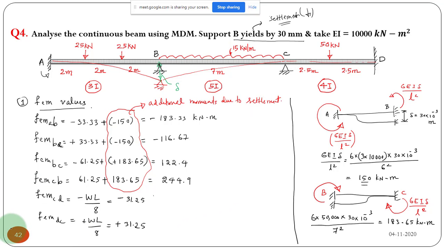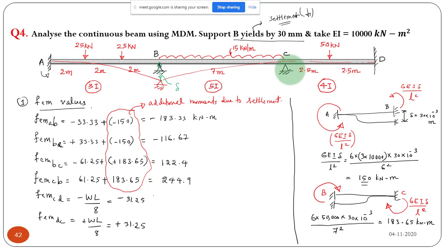What is the second step? You have to find the distribution factor. Take joint B, BA, BC. Take joint C, CB, CD. Check whether the far end is fixed, continuous or simply supported. If you take joint B, BA, the far end is fixed, and for BC, the far end is continuous. The same formula 4EI by L applies. But the I values are different and the lengths are also different, so the stiffness will be different. If stiffness is different, the distribution factor will be different, and correspondingly the distributed moment will also be different.